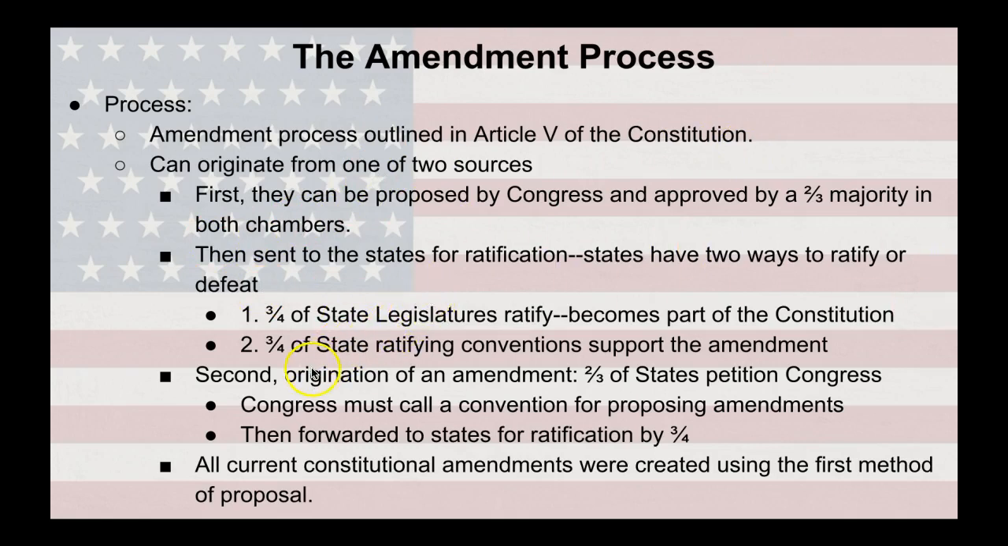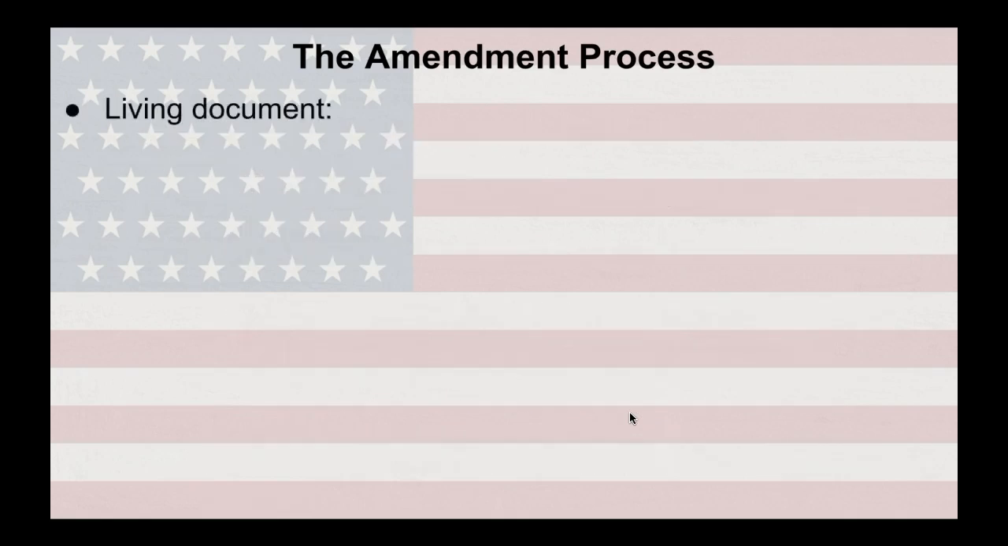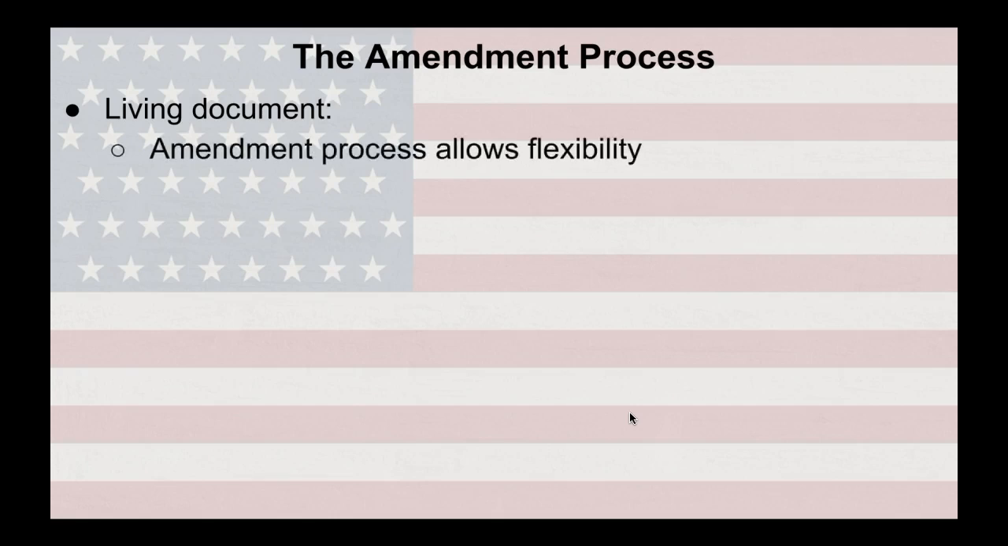Right? So we've never had an amendment convention called by Congress because 2/3 of the states petitioned them to do so. And so what the amendment process does is it creates what is known as a living document. And a living document simply means that there is some flexibility and it does change over time. It is not a stagnant document that is in the archive somewhere on a dusty shelf. It is a document that allows for flexibility to deal with the issues that are facing the nation in modern time. And the amendment process allows for this flexibility.